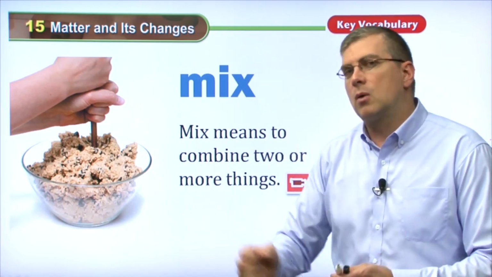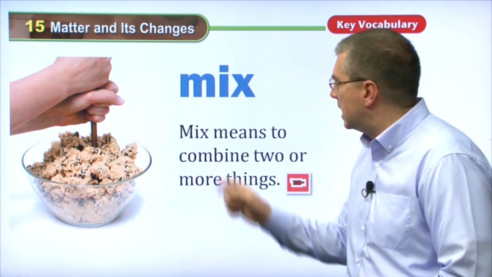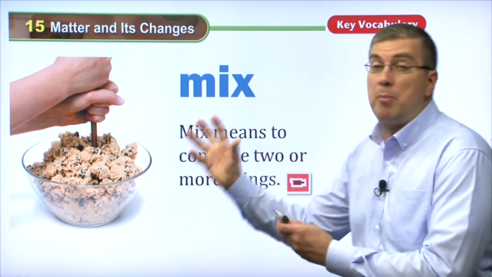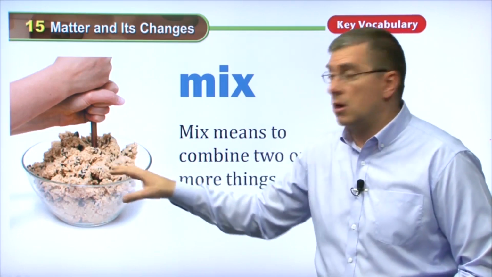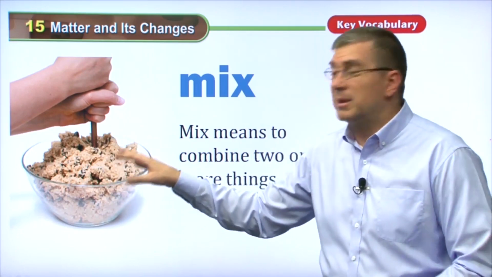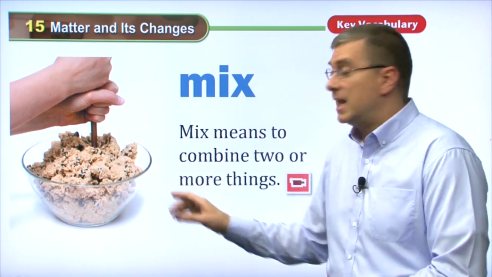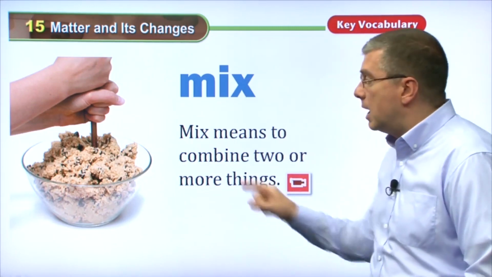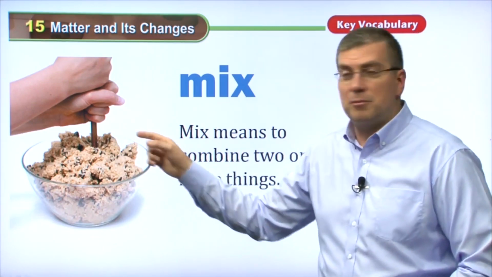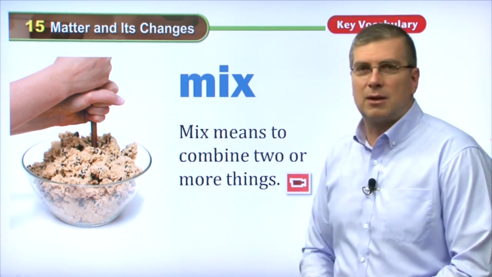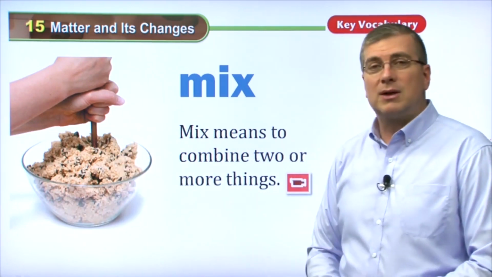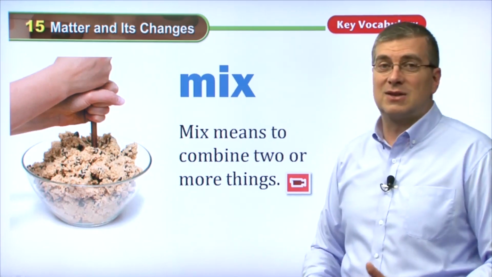So when we change matter, one way to change it is to mix it. Mix means to combine two or more things. Now, if this is cookie dough, it's not just two things. There's probably several or many different things in it. In fact, we're going to watch a video of people who are making cookie dough. It could be a cake, but it looks like they're baking something very similar. And we're going to see how they mix things together.